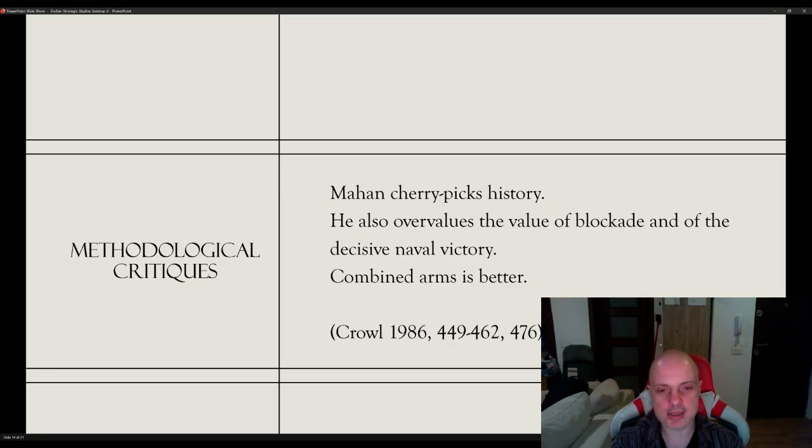And the last critique is that actually, if you look at modern wars, it's not only sea power plus something. Even in the case of Japan, Crowl argued that sea power was combined with air power and land power and marines and so on. So basically, it wasn't just ships.